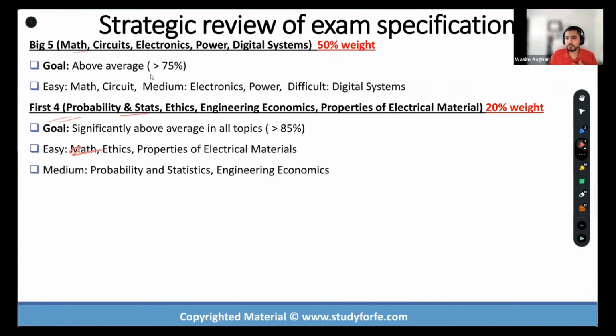Bayes theorem, normal distribution, binomial. These are the probability and stats topics. Bayes theorem, I agree. What else? Normal distribution, any takers for normal distribution and binomial? No one? Everyone agrees with Bayes.